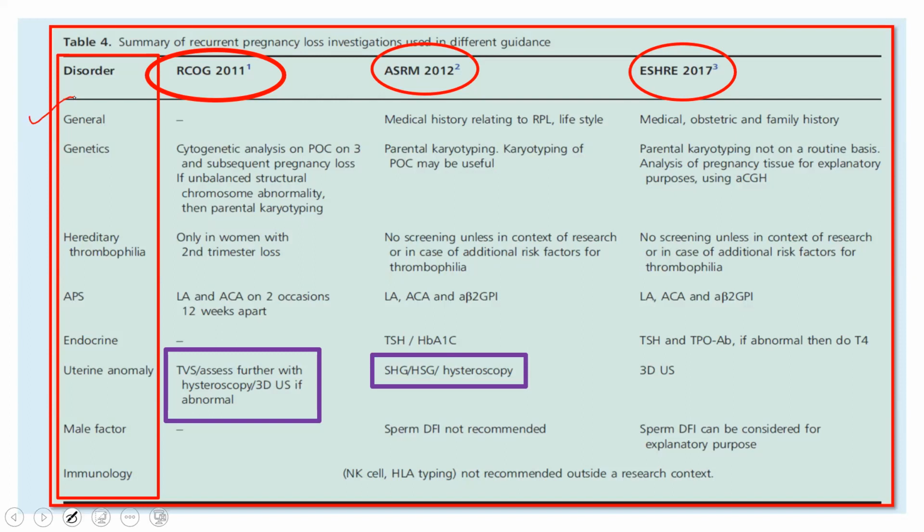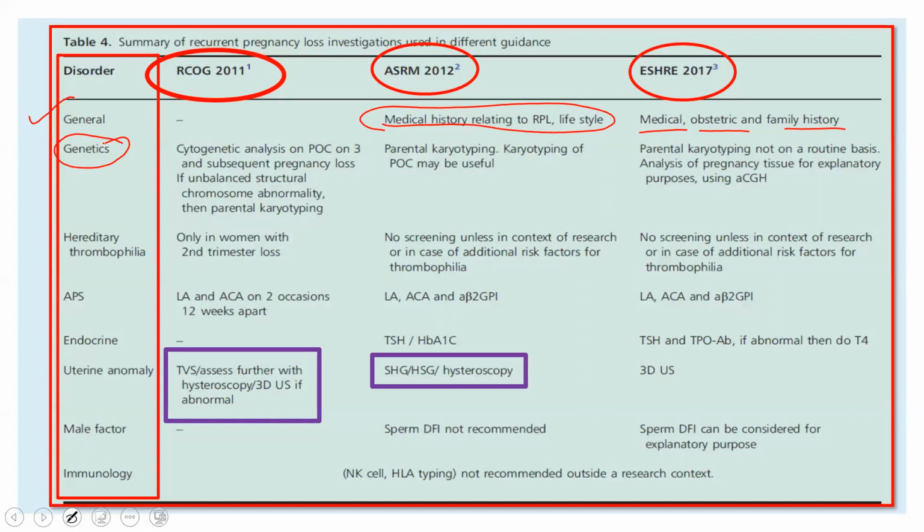ASRM says that medical history related to recurrent pregnancy loss, or the lifestyle. ESHRE, the European guidelines, says the medical, obstetrical, and family history is also important. We need to find out the general causes. Then we are going to talk about the genetics.